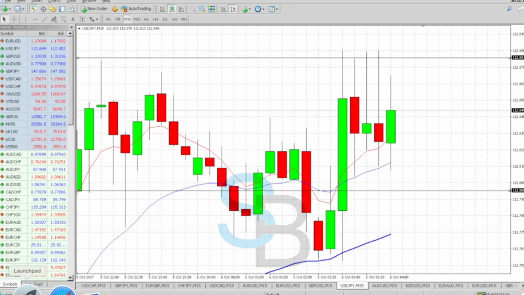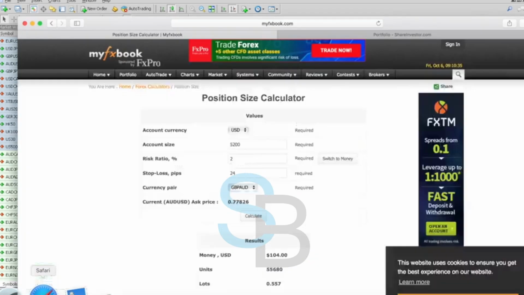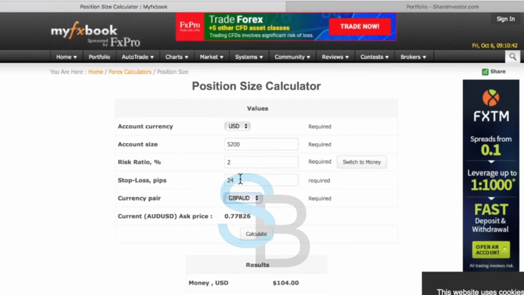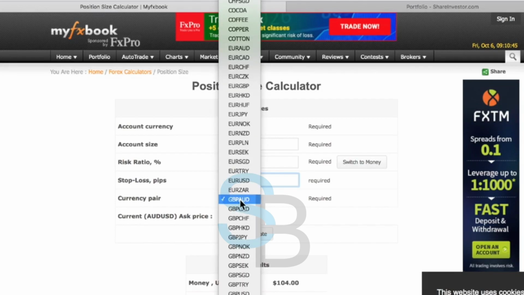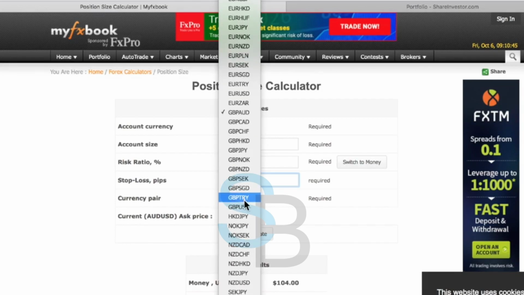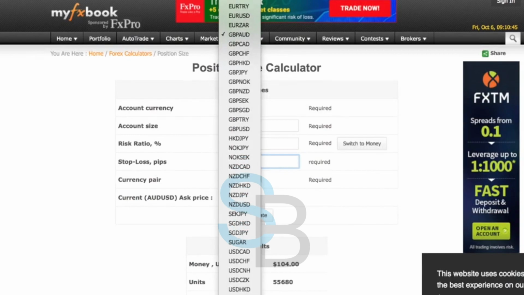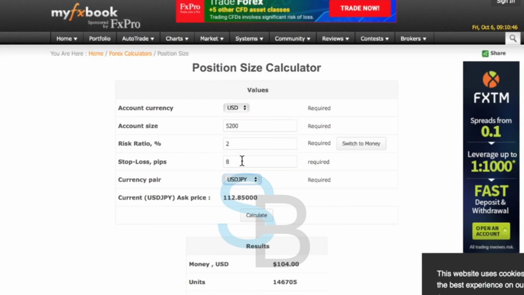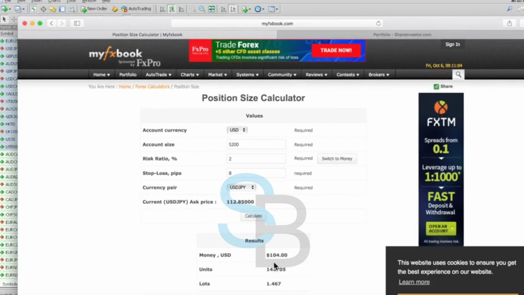So let's calculate how many lots to trade for this guy. So say our account size is 5,002, risking 2%, stop loss is 8 pips away. And this is the dollar yen trade. So based on this, we will long 1.46 lots. That's 146,000.